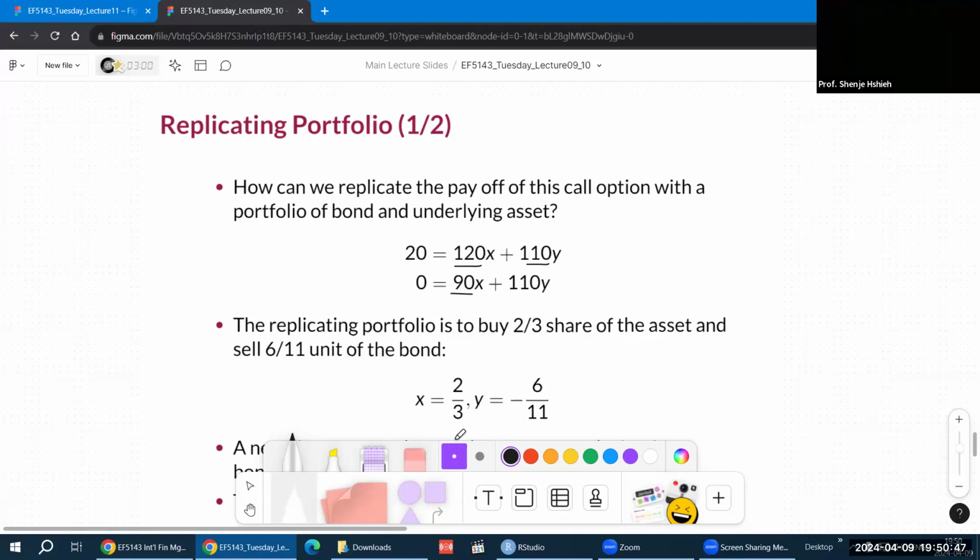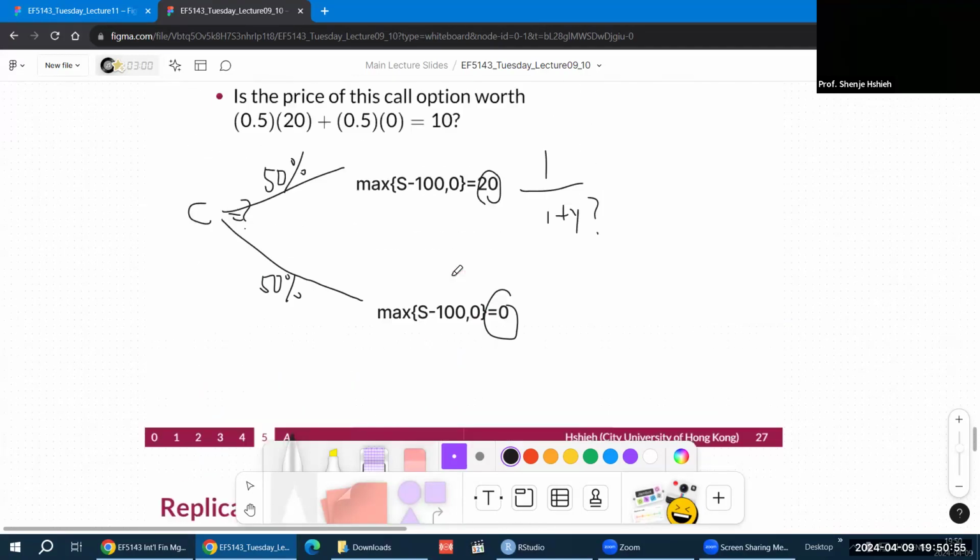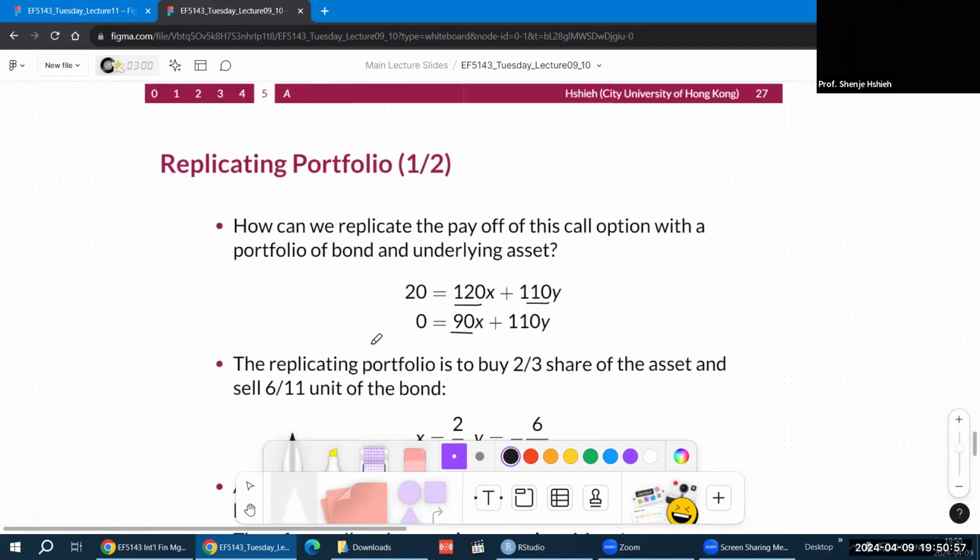Solve for X and Y. So what I'm doing is I'm trying to replicate precisely this option contract, such that it gives me the same payoff depending on the state. So remember, these are different state payoffs.